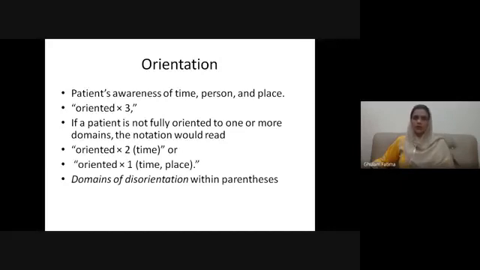Or in the other case, where the patient is oriented in only one domain, like he remembers his name, he knows who he is, but he doesn't know what time of day it is or where he is at the moment. So this is the way we check the orientation of the patient, and this is the way of documentation, how orientation is documented in your reports.